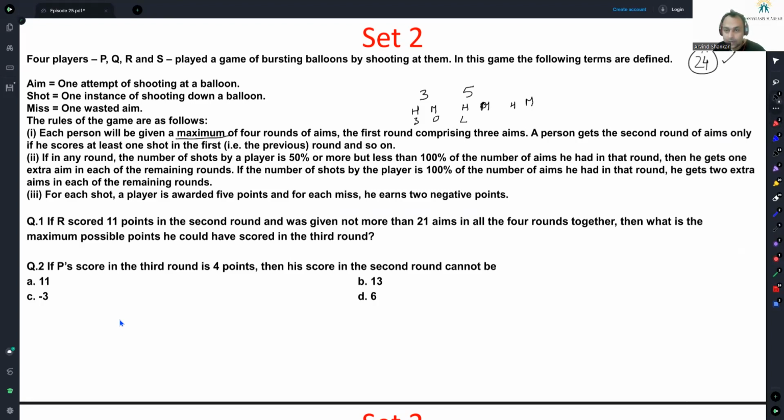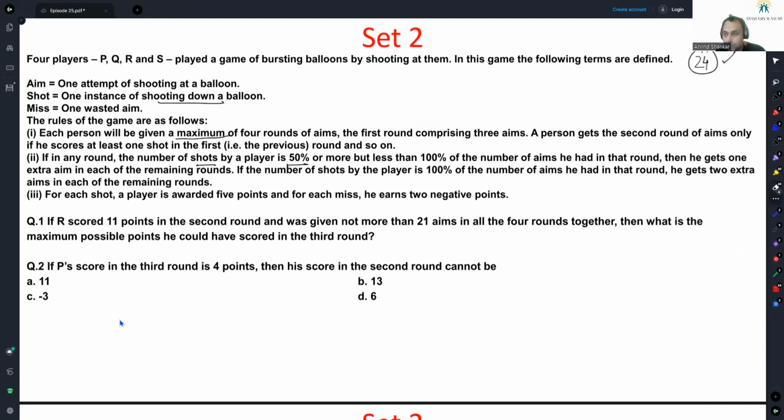Okay. Here, if I hit 4 shots and missed 1, in the next round, I would get 6 shots because this is greater than 50%. And now if I hit, let's say, 3 shots and missed 3 shots, in the next round, I would get 7, because even at 50%, the number of shots by a player (a shot is the instance of shooting down a balloon), 3 hits and 3 misses, I would still get 7 shots. Okay. I have a rough idea of what the rules are for 1 and 2.